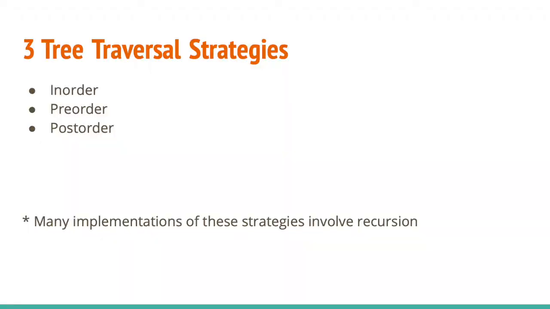Next, let's talk about 3 common strategies for traversing trees. They are as follows: in-order, pre-order, and post-order traversal. Note that many implementations of these strategies involve recursion. Next, we will go over each of these strategies one by one.